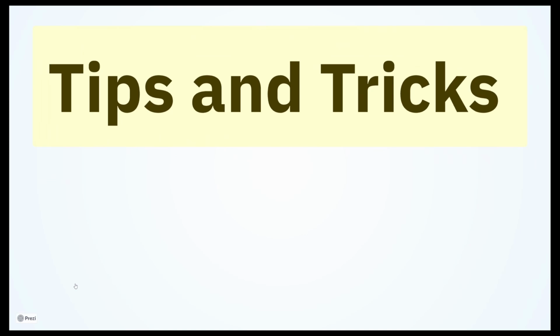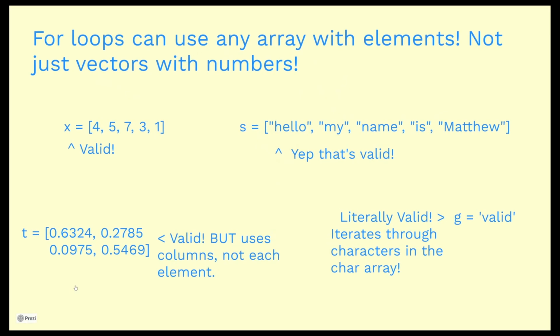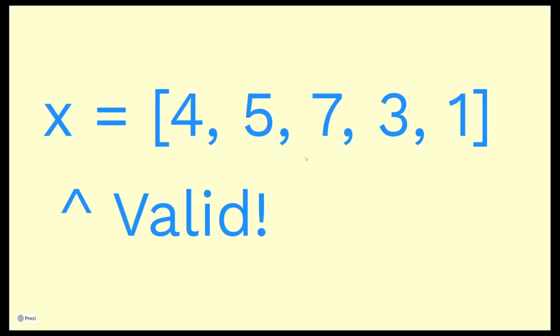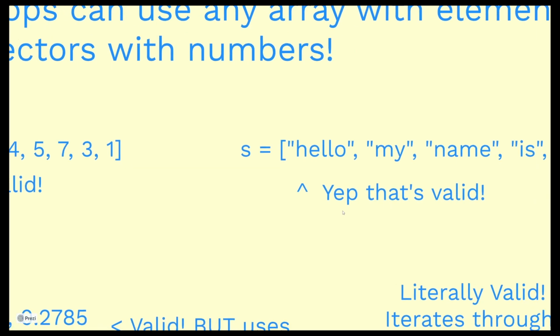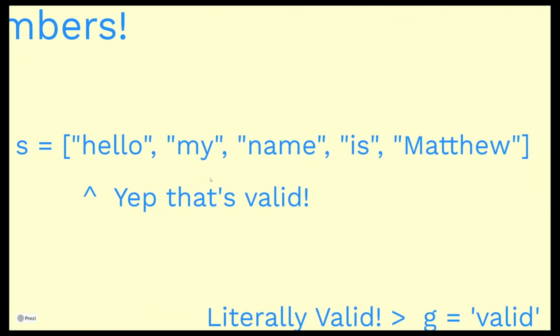All right, tips and tricks. You can use basically any array in MATLAB with for loops, not just vectors with numbers. So this is valid. This is valid. It'll just go through each element, so it'll do hello, and then my, and then name, and then is, and so on.